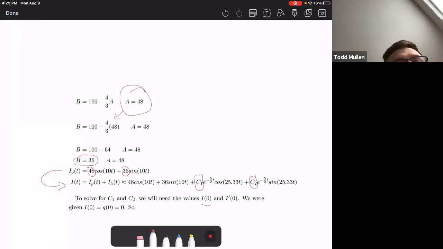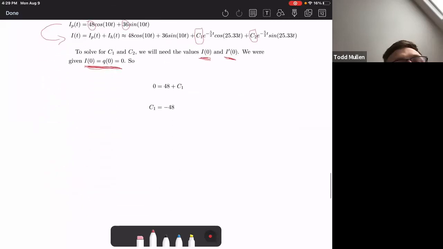So we will need the values I of 0 and I prime of 0. Well, we were given that I of 0 is equal to Q of 0 is equal to 0. The initial current was 0. That was stated. So 0 is equal to 48 plus C1. Where's 48 plus C1 coming from? When you plug in t equals 0 into these sines, they just disappear. So all that's going to remain is 48 times 1 plus C1 times 1. So we get that C1 is equal to -48.